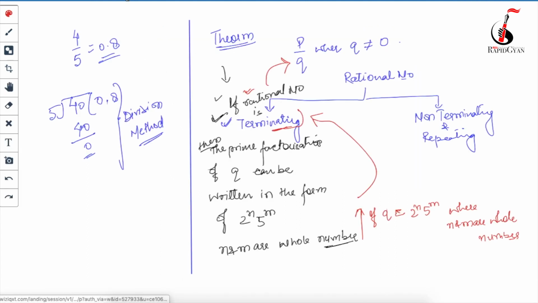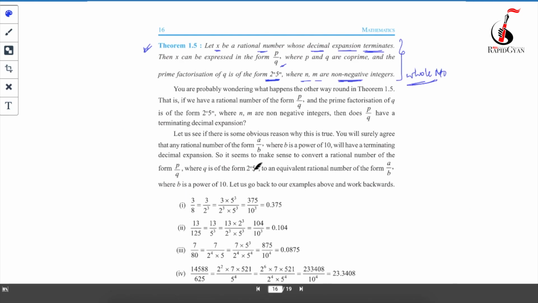I have told you that this theorem can be stated both ways. In one way, what is given is that the rational number is terminating, and the output is that q can be written in the form of 2 to the power n and 5 to the power m. In the reverse way, the given part will be that q is in the form of 2 to the power n and 5 to the power m, and the output part will be that the rational number is terminating. So this is your next theorem, theorem 1.6.